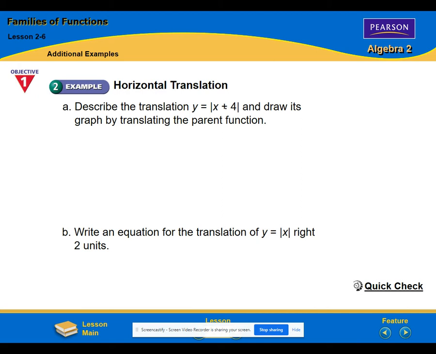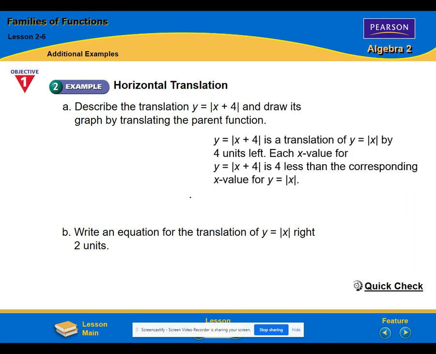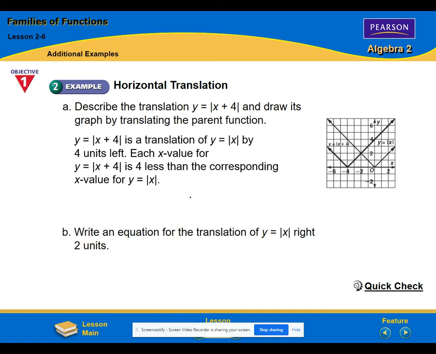But basically, plus 4 inside the absolute value would actually move this left. You think of right as the positive direction and left as the negative direction. Well, plus 4 actually goes in the negative direction. I'll tell you why at some point, and I'll show you the graph. There's the proof of it.